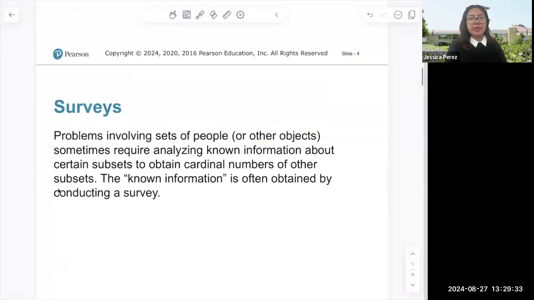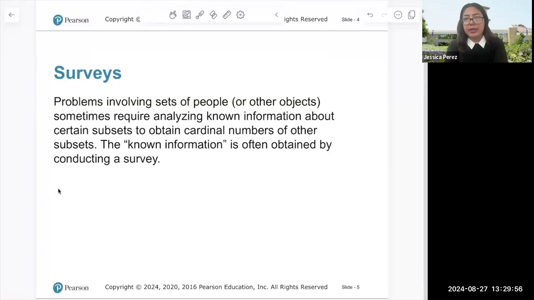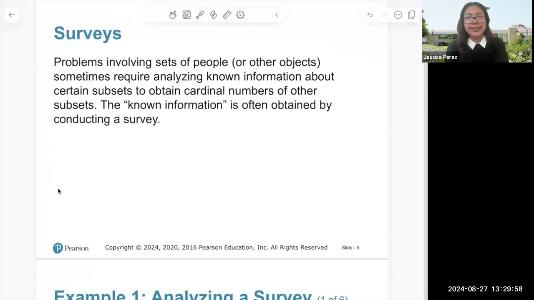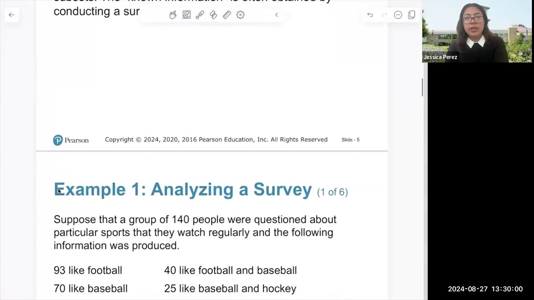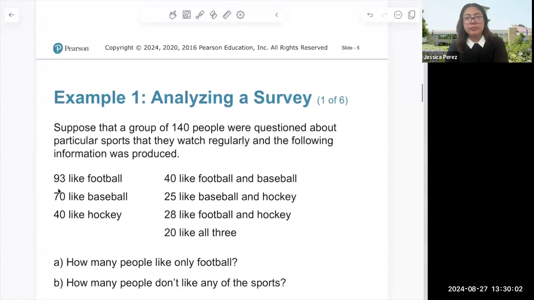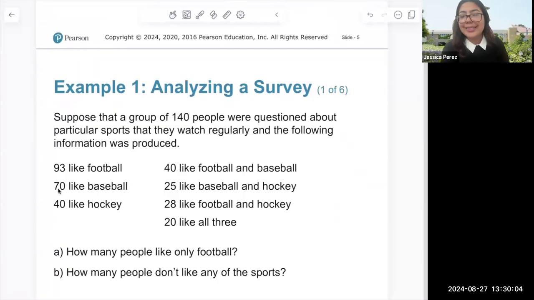So let's talk about the definition of a survey. What is a survey? A survey is a problem involving sets of people or other objects, sometimes requiring analyzing known information about certain subsets to obtain cardinal numbers of other subsets. The known information is often obtained by conducting a survey. That is the definition. So we have here a problem that we are going to be analyzing.